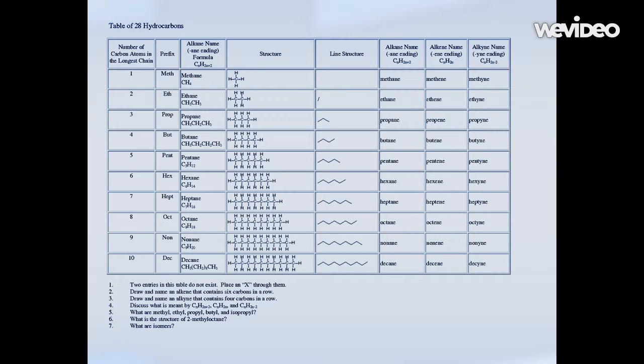If there is only single bonds in the chain, then it is called an alkane. If there is one or more double bond, it is an alkene. And if there is one or more triple bond, it will be called an alkyne. So the suffix will change. Methane with a double bond will become methene. Methane with a triple bond is methine.